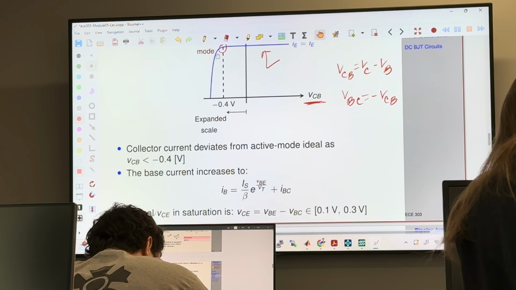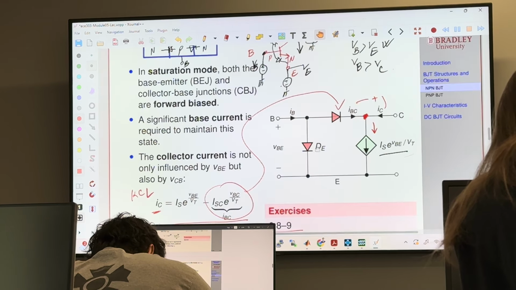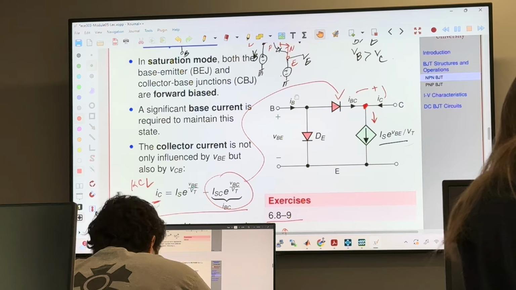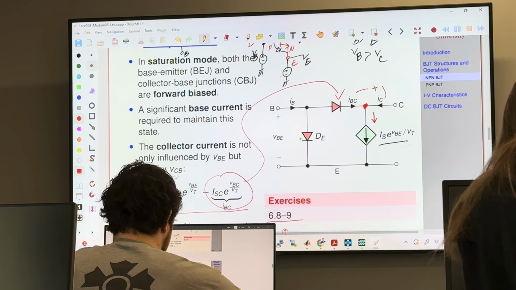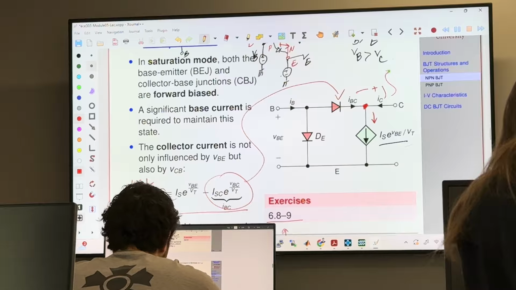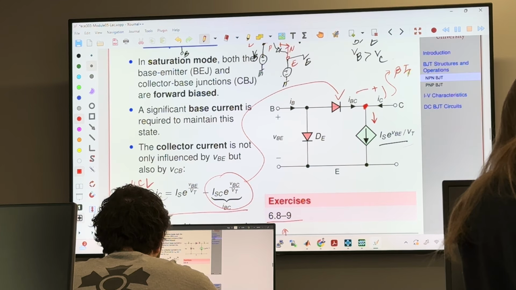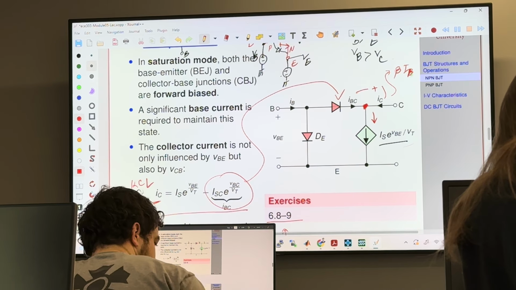Okay. The base current, just so that you know, this base current is going to be low. This collector current in active mode is going to be beta IB.